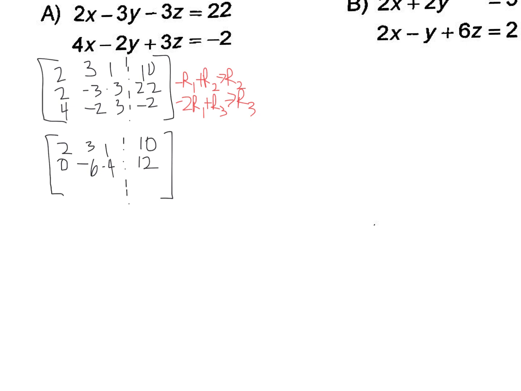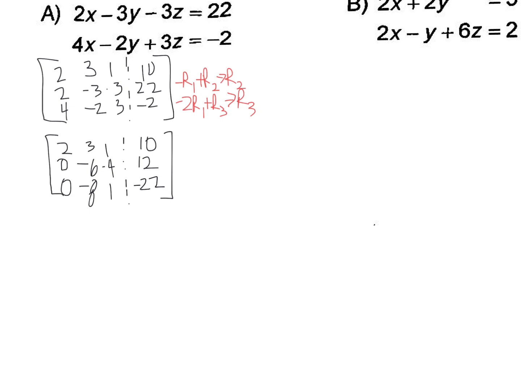We'll multiply the top by negative 2, so we have negative 4 plus 4 gives us 0. Negative 6 plus negative 2 gives us negative 8. Negative 2 plus 3 gives us 1. Negative 20 plus negative 2 gives us negative 22.